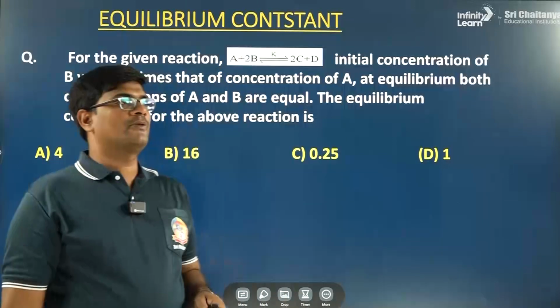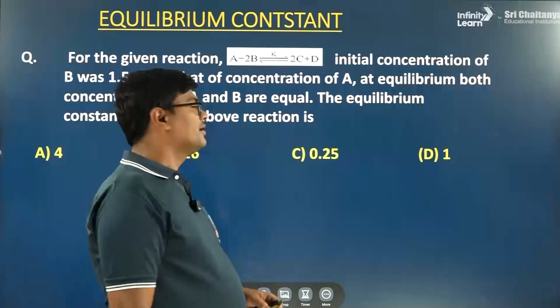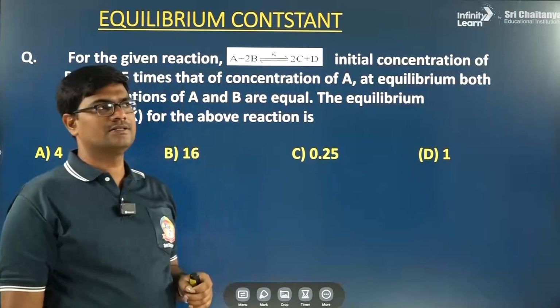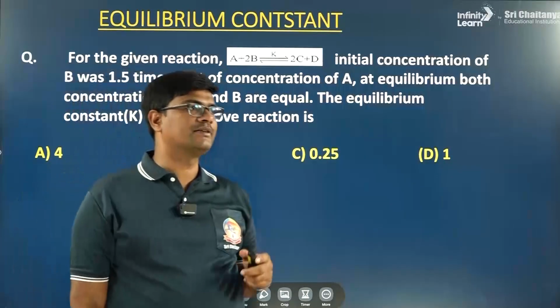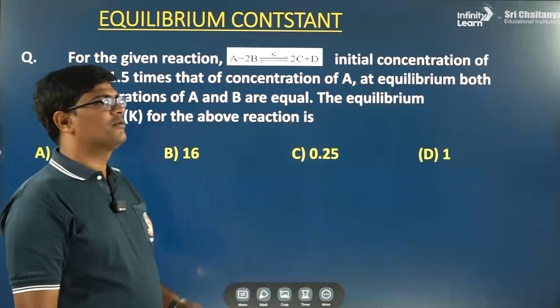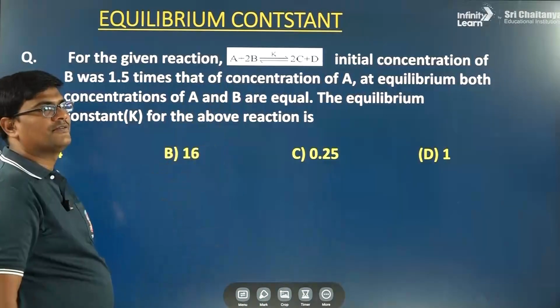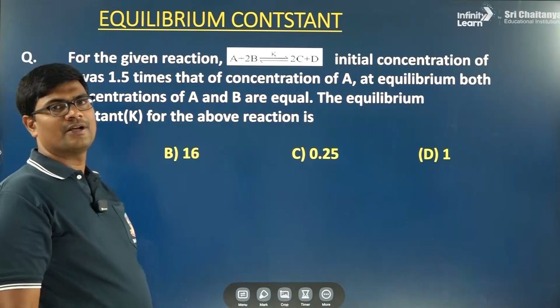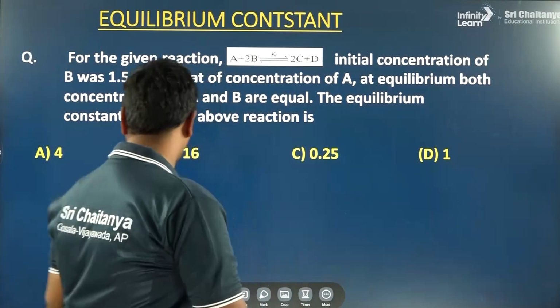Let's see one more question about equilibrium constant. This is also a numerical. For the given reaction, A is reacting with 2B to produce 2C and D. The initial concentration of B was 1.5 times that of A. At equilibrium, if the concentrations of both A and B are equal, then equilibrium constant K for the above reaction is. So let's write how to do this problem.